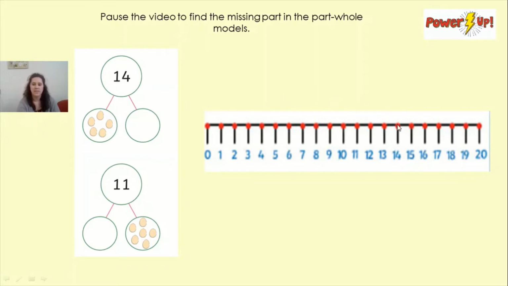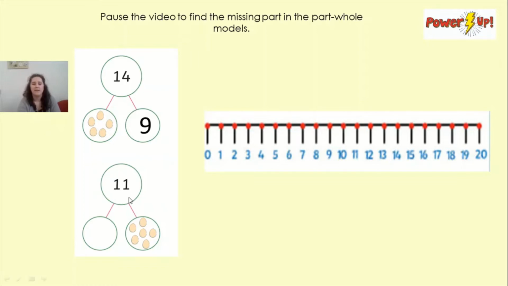So find 14, and remember when you are taking away, you need to go backwards. Right, 1, 2, 3, 4, 5. And the number that I have landed on is 9. So the answer must be 9. Right, let's check that second one.